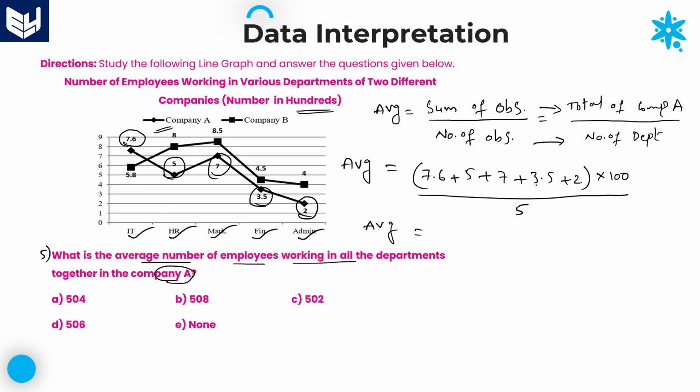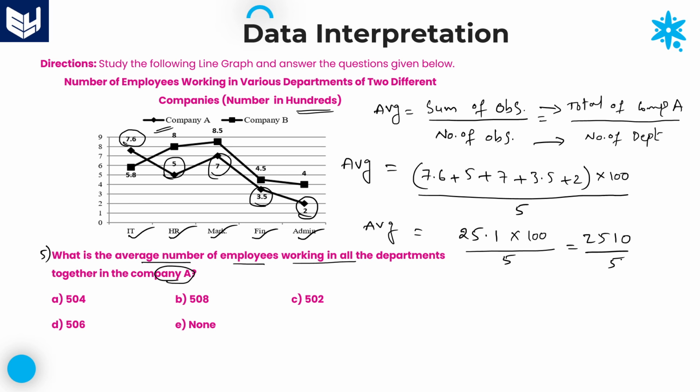Here if you observe carefully, after the decimal point, 6 plus 5 is 11. 1 carry forward, and next 7 plus 1 is 8. 8 plus 5 is 13. 13 plus 7 is 20, 23, 25. So 25.1 into 100, which is equal to 2510, divided by 5.